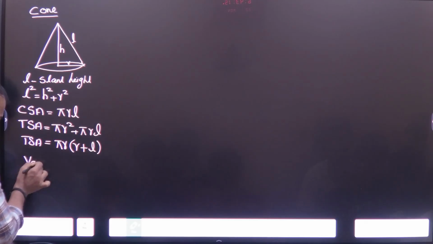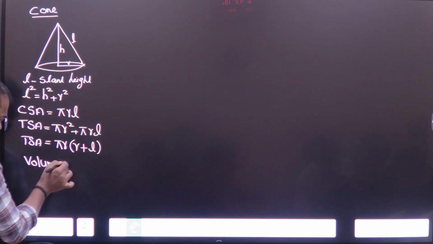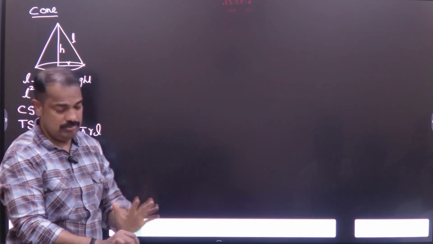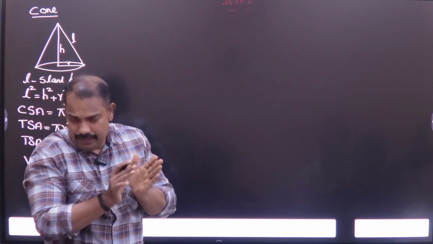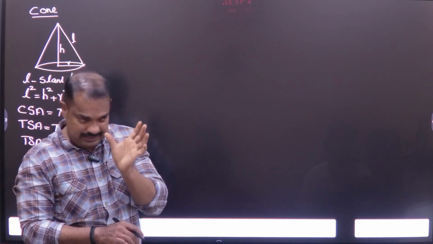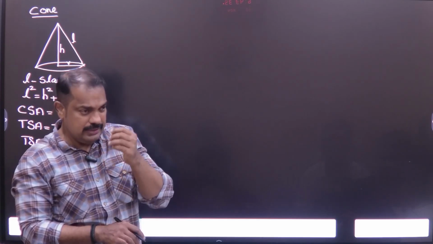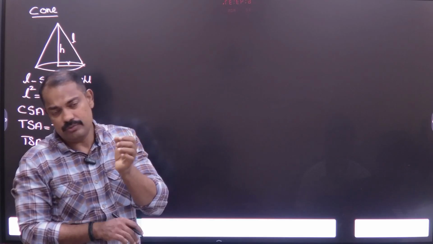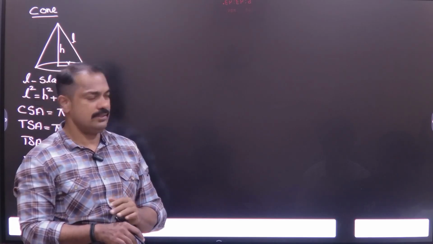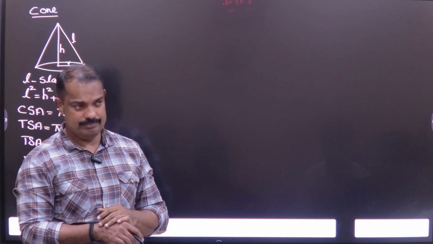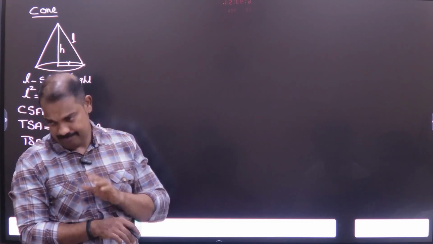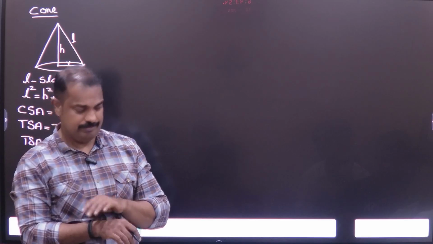Now volume. Listen. Take a cylinder and a cone, both having the same radius and the same height. The radius of the cone is r and the radius of the cylinder is also r. Height of the cone is h, height of the cylinder is also h. The cone contains full of water.